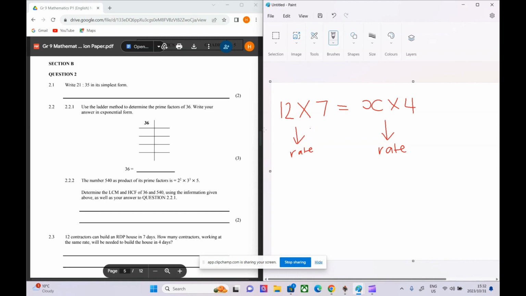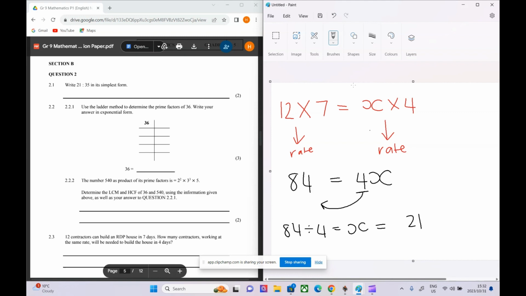So we are just going to solve like we would do any algebra problem. So let me get a black pen. We can say 12 times 7 is 84. And x times 4 is 4x. So we're just simplifying a little bit. Then what we have to do is we want to get rid of that 4, so we can take it across and divide by 4. So 84 divided by 4 is going to give us x. That's how many contractors. And so if we go 84 divided by 4, we are going to get 21.